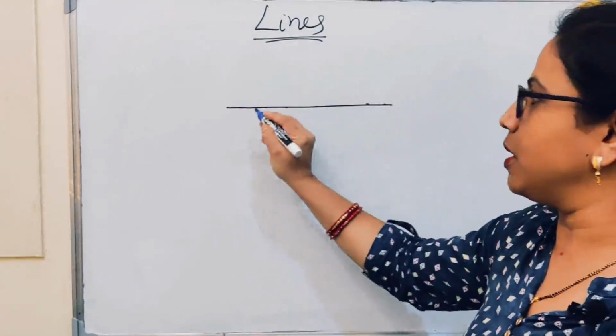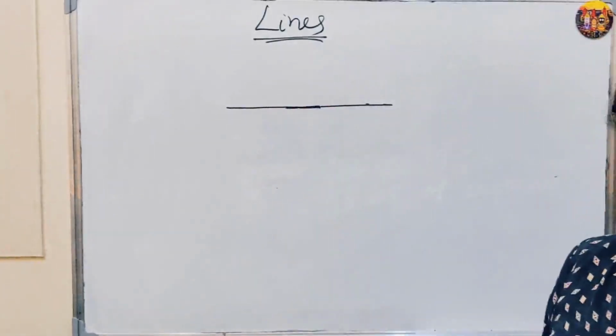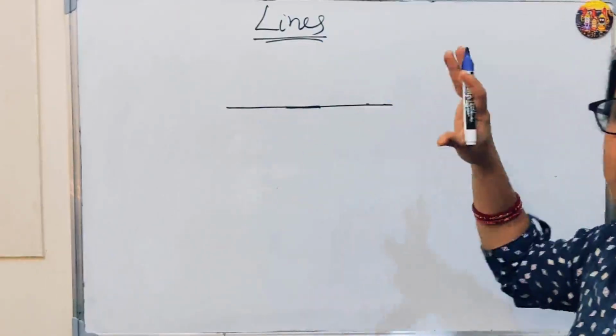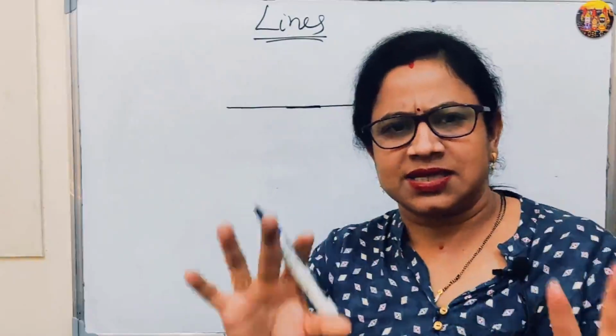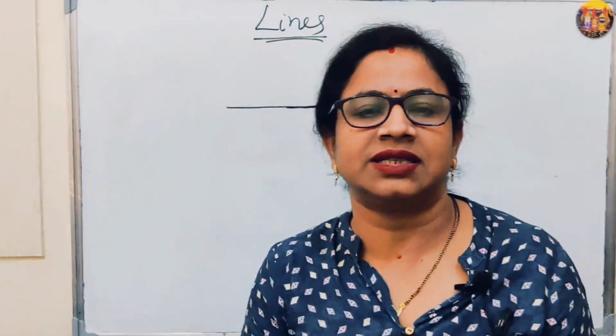In this locus of points, if I am joining any two points in this plane, that will remain on that line on that plane. So this is called a line. So this is the basic of a line. So lines are again of different types. We are considering the straight line.